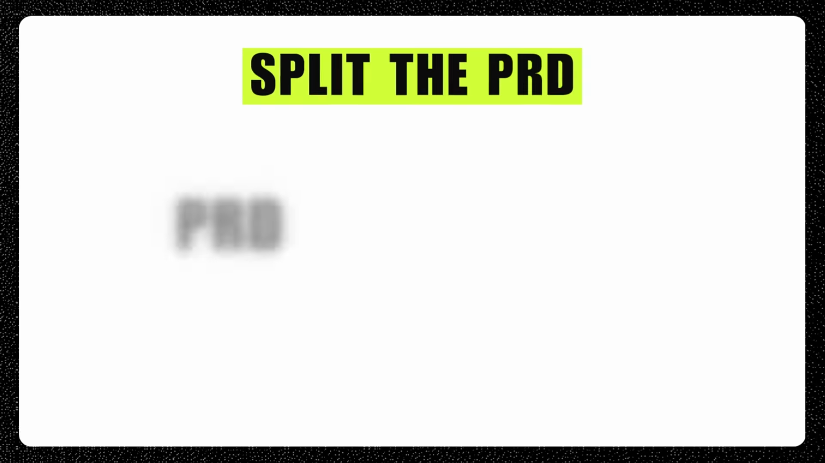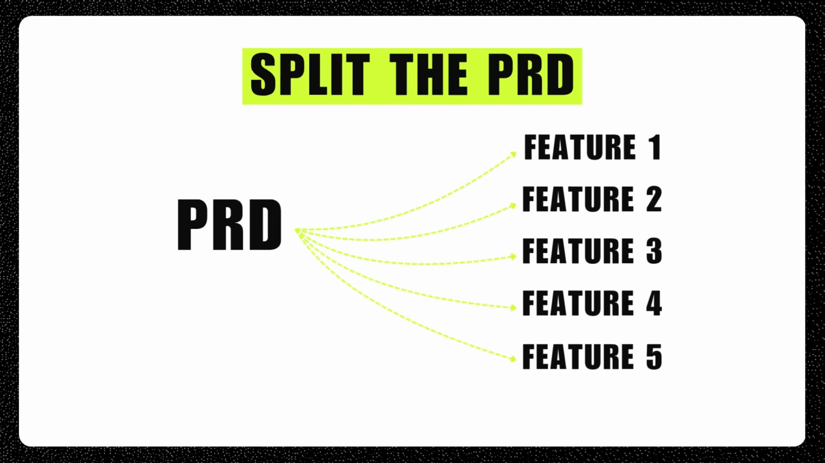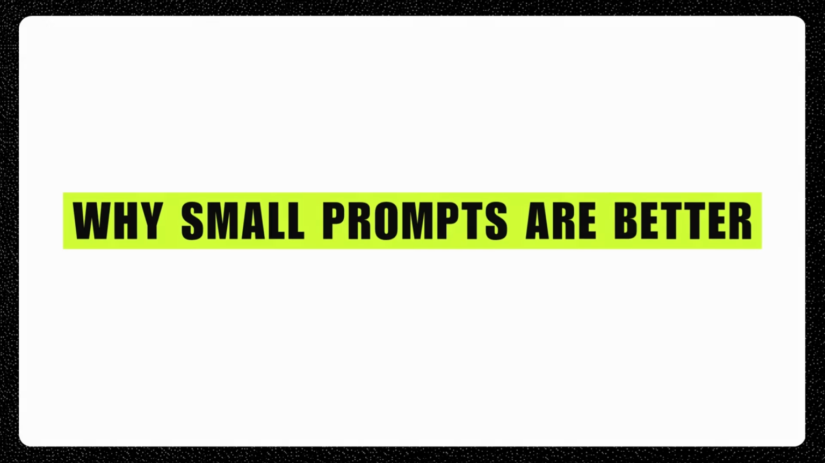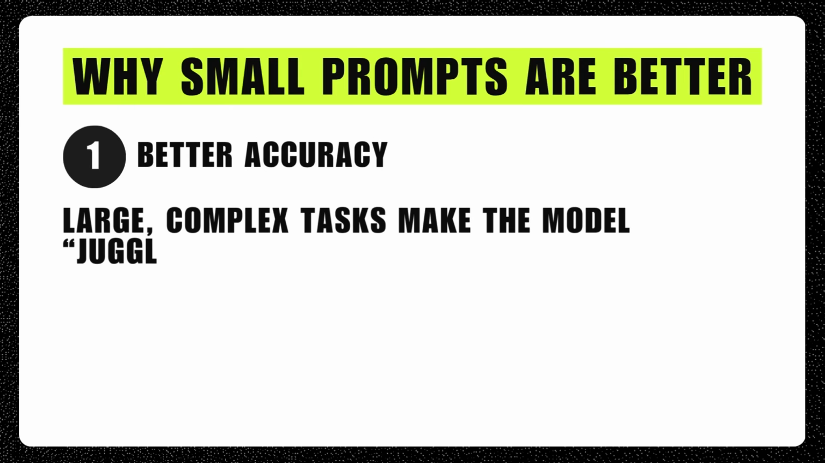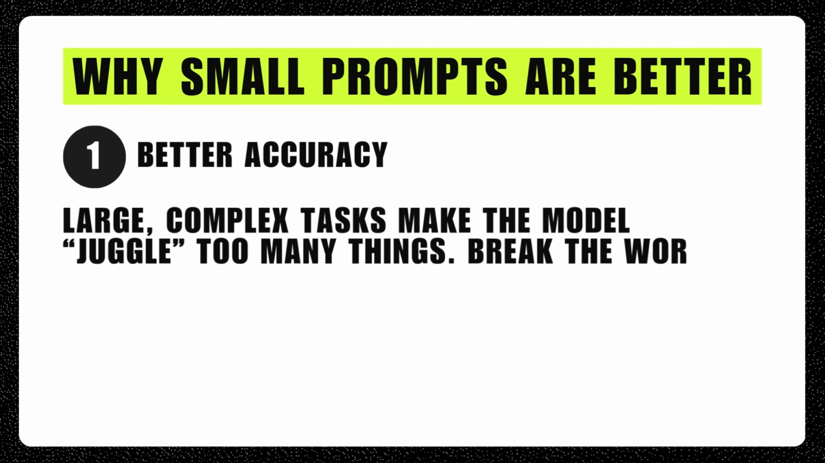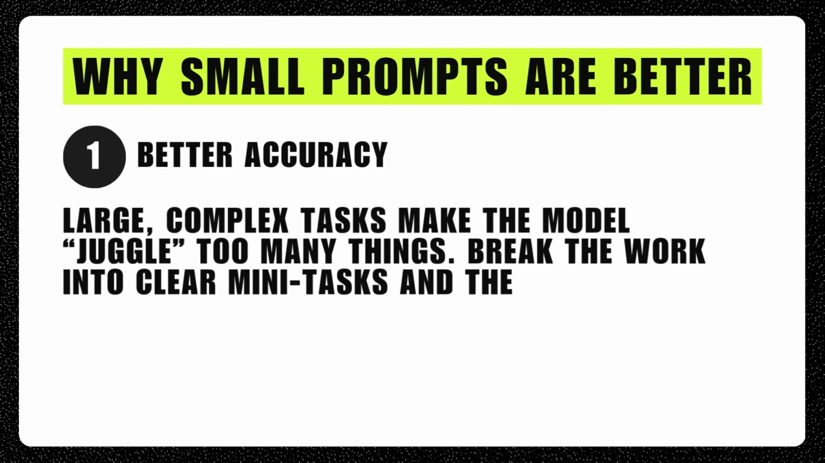Instead, take the PRD you wrote and split it into smaller focused prompts, and ask the platform to generate one feature at a time. Here's why small prompts beat the giant prompt approach. Better accuracy. Large complex tasks make the model juggle too many things. Break the work into clear mini-tasks and the model focuses.